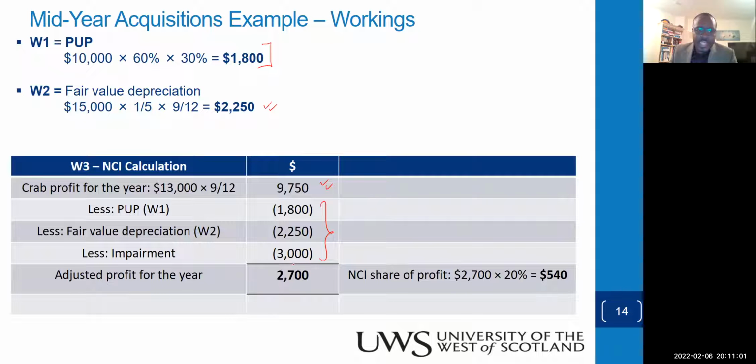All right. So we get this as the adjusted profit for the year. NCI will now take 20%, because he holds 20% shares of the 2,700, and he gets 540. Any other profit that we have is attributable to who? The parent. Goes to the parent.